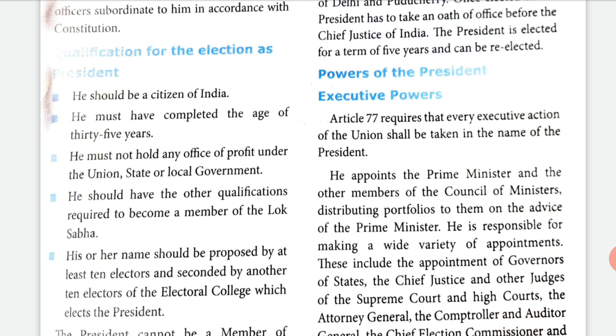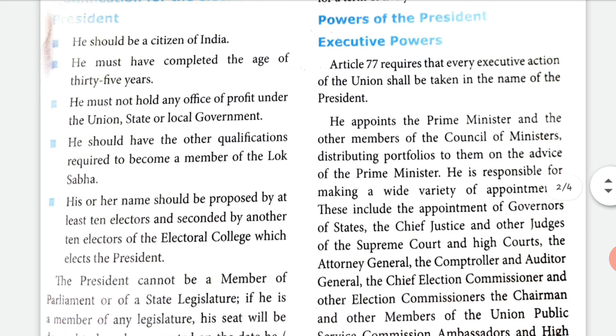So only after 35 years he can become the president of India. He must not hold any office of profit under the union, state or local government. So he cannot be an office person either in the union or in the state government or in the local government. He should have the other qualifications required to become a member of the Lok Sabha. So he should also have qualifications to be a member of the Lok Sabha.